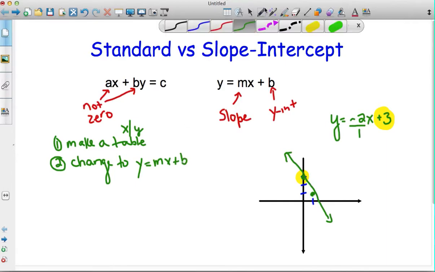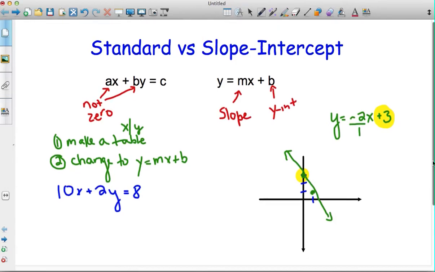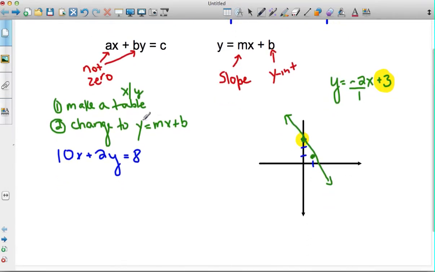Okay, here's our example. Let's take the equation 10x plus 2y equals 8. If I asked you to graph this, you could make a table, grab a few points. So if x is 2, what does y equal? If x is 10, what does y equal? If x is negative 3? Choose some points, and then you'll be able to graph it. The second option is to change it to y equals mx plus b, and I think that's the route I'm going to go right now.